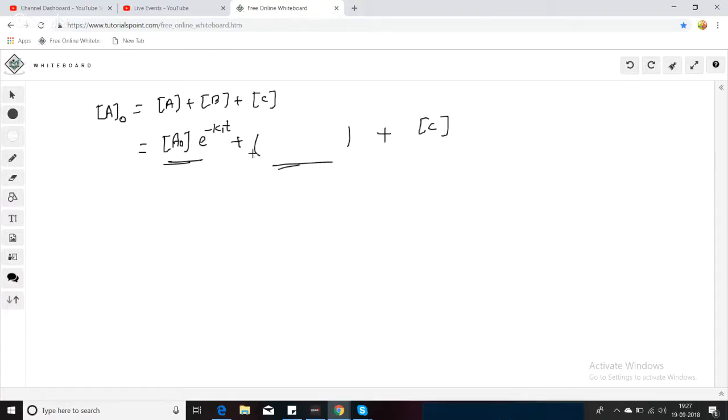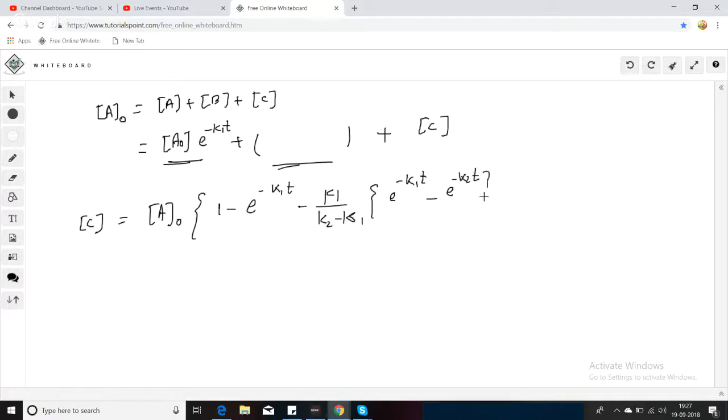So I'll write down the formula. You can do this, it's just two step. The formula you'll get here is concentration of C equals A naught, open bracket, 1 minus e to the power minus k1t, minus k1 by k2 minus k1, open bracket, e to the power minus k1t minus e to the power minus k2t. This is the expression for C at any point of time.